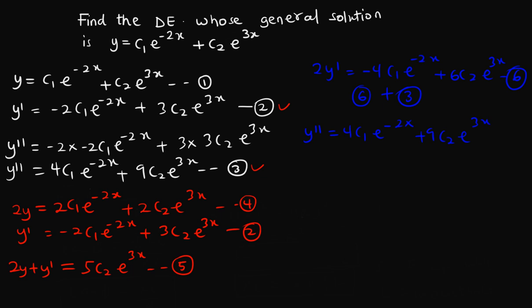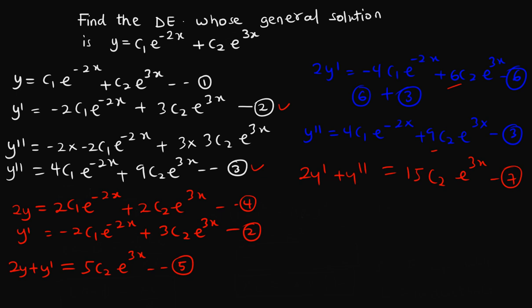This is equation 3. Now we want to eliminate c1 from equation 3 and then equation 6. To eliminate this, I'll add equation 6 and then 3. When I do this, c1 will be eliminated. So we are going to have 2y prime plus y prime prime equal to 6 plus 9, that will give us 15, so 15 c2 e to the power 3x. Let's name this equation 7.